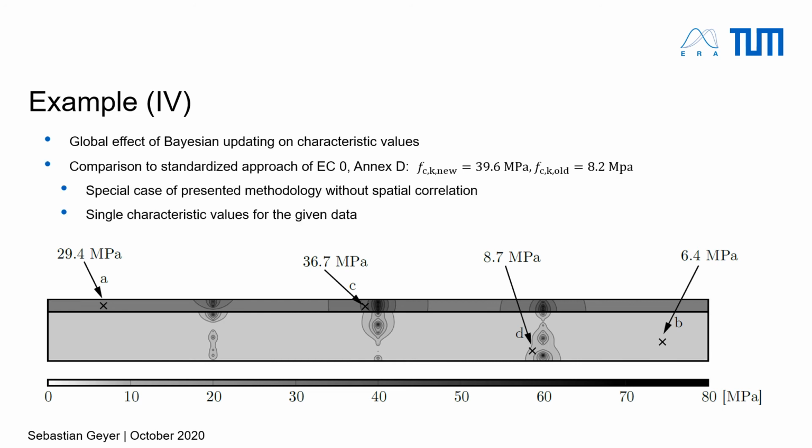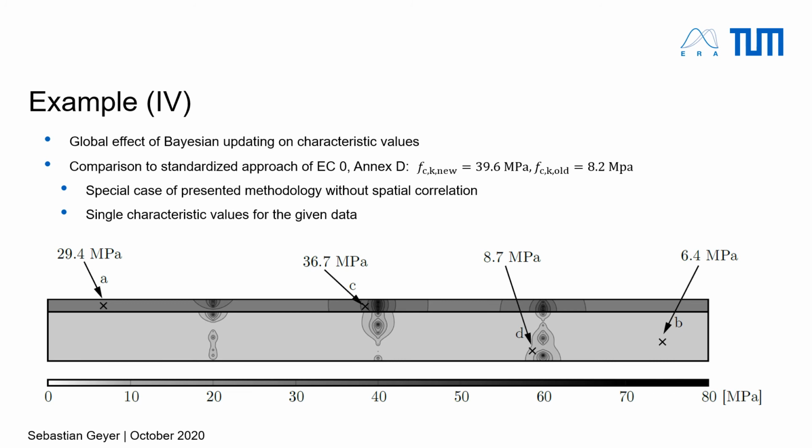Now comparing the obtained values with the standardized approach of Annex D in Eurocode 0, we can see that far away from the measurements, the obtained values are significantly smaller than the ones obtained with the Eurocode. Comparing 29.4 megapascal at point A in the top layer to 39.6 megapascal from the Eurocode, and in the old tamped concrete layer, it's 6.4 megapascal far away from any measurement location, compared to 8.2 megapascal from the Eurocode.